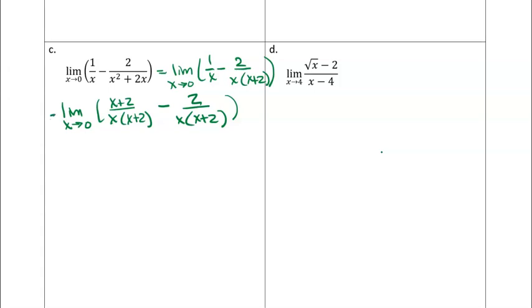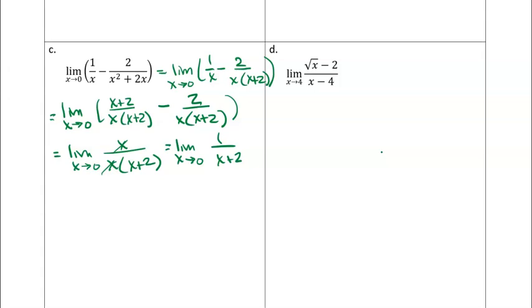So this is equal to the limit as x approaches 0 of x plus 2 minus 2, which is just x, over x times x plus 2. Now, as long as x is not 0, I can cancel these x's, right? We're not going directly to 0, we're sneaking up on it. So everywhere else, I write it over here: limit as x approaches 0 of 1 over x plus 2.